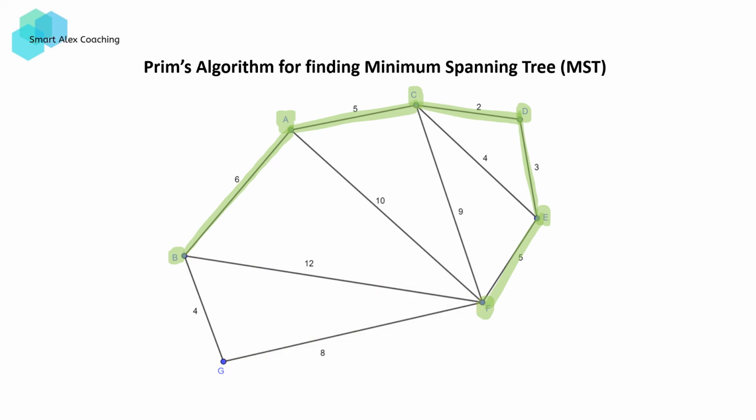We now have one more vertex to include into our tree, that is vertex G. To get to G, we can only come from B or F. When we compare the weights, 4 and 8, 4 is the minimum, so we're going to now include edge BG into our tree.